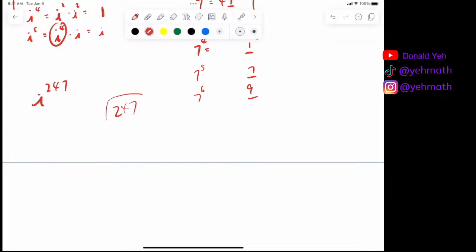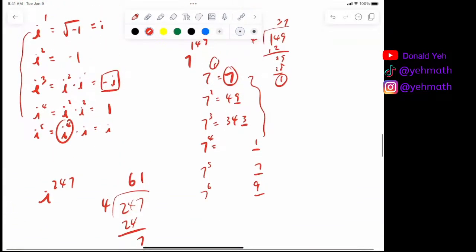247. What do you think? You don't want to write out 247 times. You know it repeats every 4 times. So that's going to be 6, 24, and 7, and that's going to give you 1, right? 4, 3, and the remainder is 3. So it's going to go to the third term. The answer is negative i. And that will be the answer for this one.